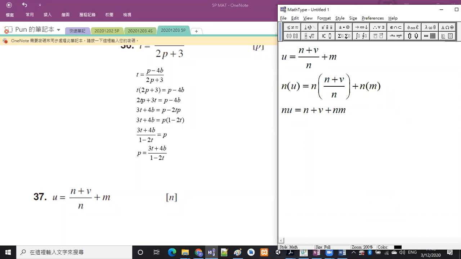Okay, and then because I want n to be the subject, I need to move all the subject terms to one side. So this time I am going to move them to the left, leaving the v on the right. Okay, and then take out the subject, and you have u minus 1 minus m is equal to v. Okay, finally, just divide the other factor to the opposite side. So n is equal to v over u minus 1 minus m. Okay, so can you see that n is alone on one side, and on the other side there is no more n here.